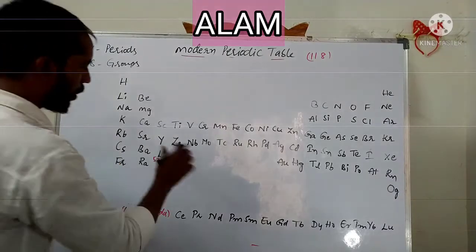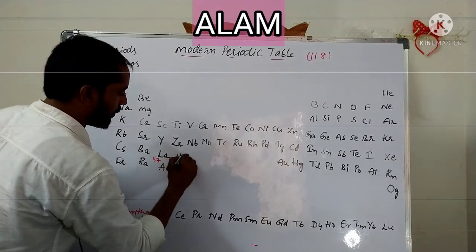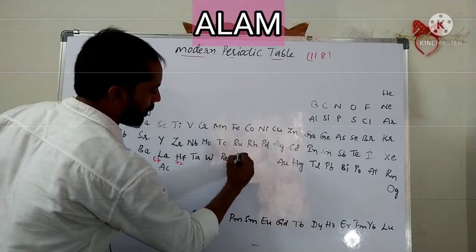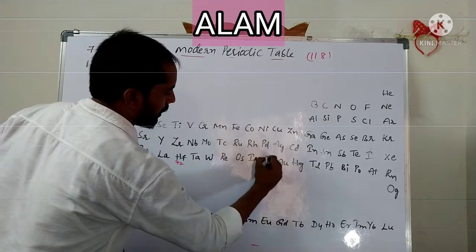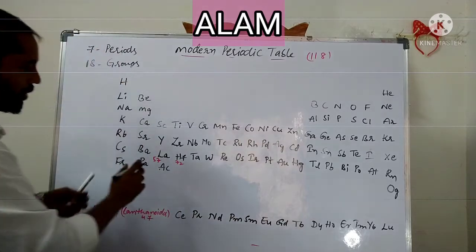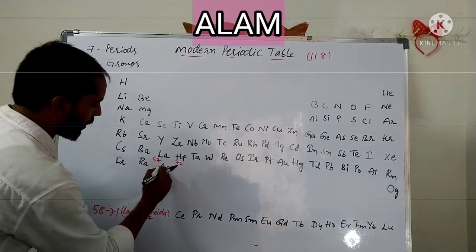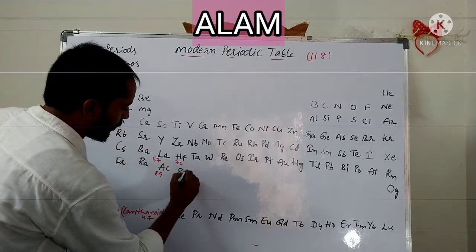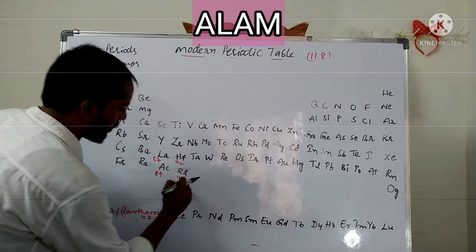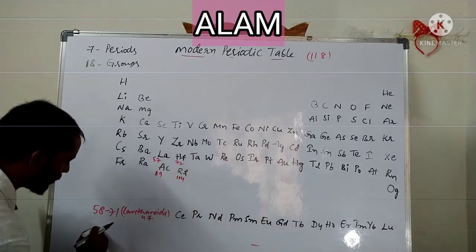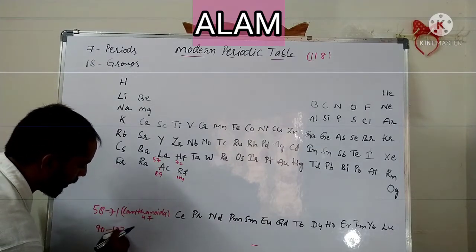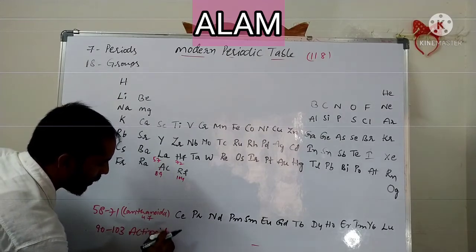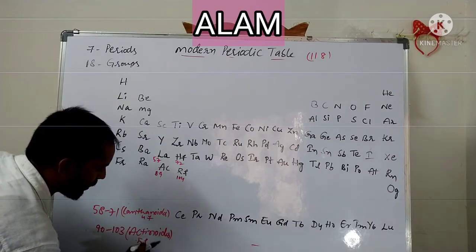And then hafnium, tantalum, tungsten, rhenium, osmium, iridium, and then platinum. The atomic number of actinium is 89. And then rutherfordium will come, atomic number 104. Then what about the elements in between? Here, 90 to 103 are called actinoids. Actinoids are also called the 5f series.